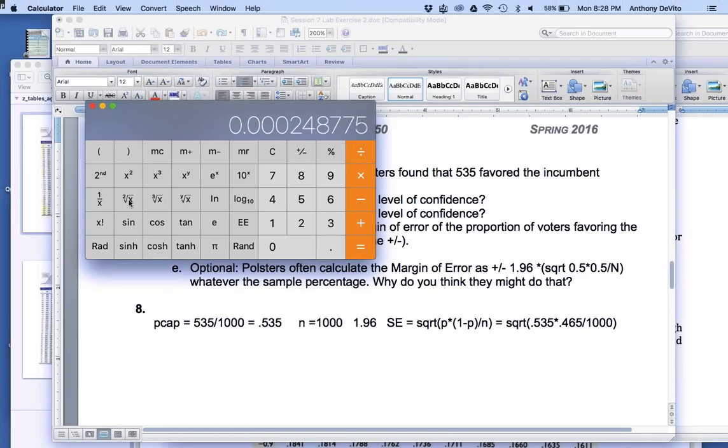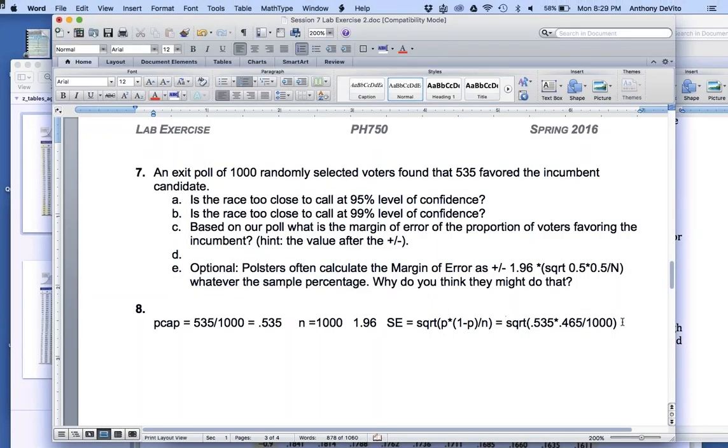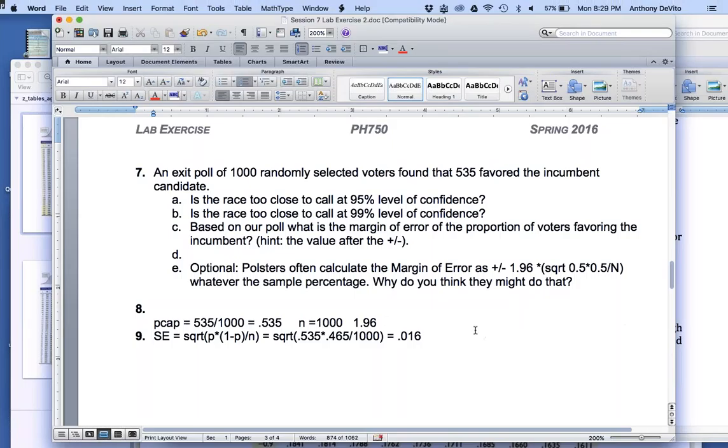And somewhere in here, I guess that's my square root right there. The square root of that comes out to be, I'm going to round it, 0.016, or approximately 1.6%, right? So I'm going to round it off, and that is equal to 0.016. I'm going to bring the standard error down here so we can see it.